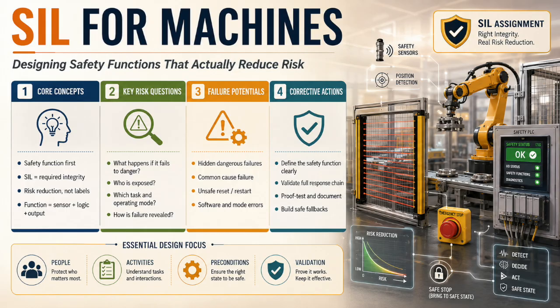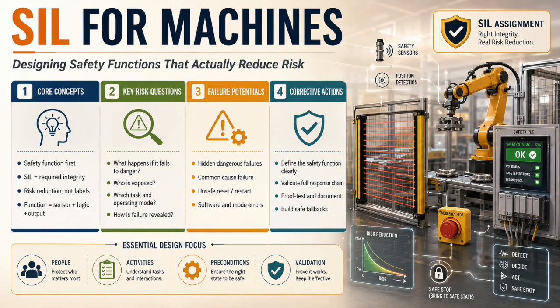Seeing a guard input change on an HMI is not the same as validating that hazardous motion stops within the required time. Pressing an emergency stop once is not the same as validating the full safety chain under realistic conditions. A real test challenges the function from initiating device to final machine state. Sensor, logic, output, actuator, machine response, stopping time, reset, restart prevention, fault reaction. That is proof. Everything else is partial confidence.